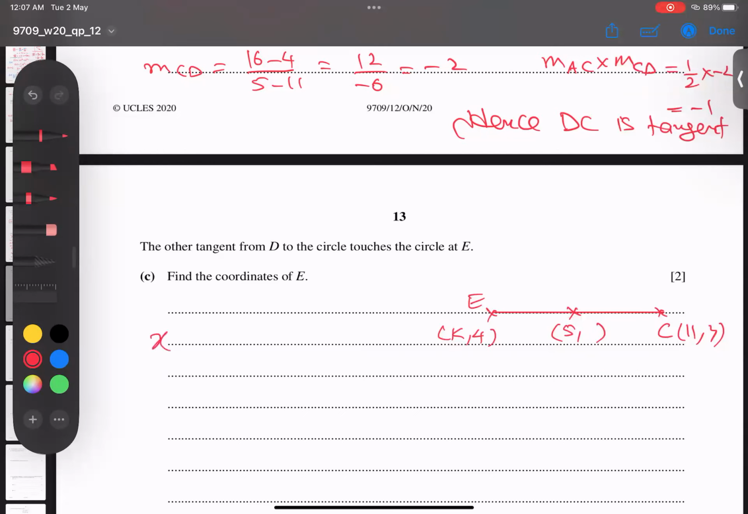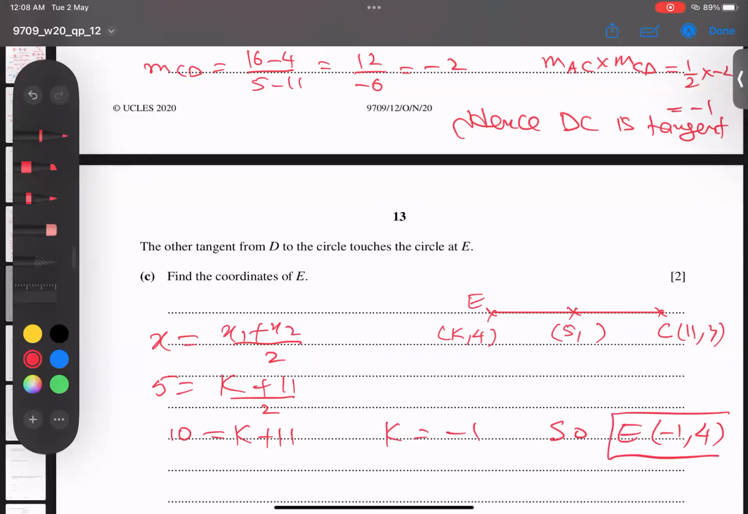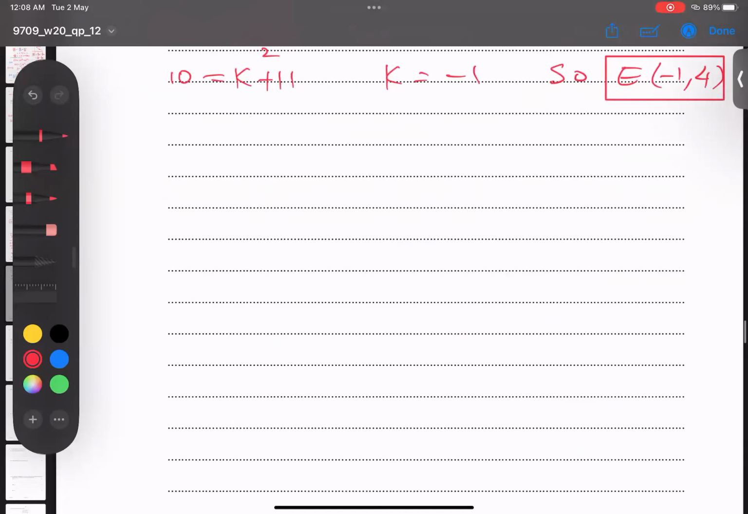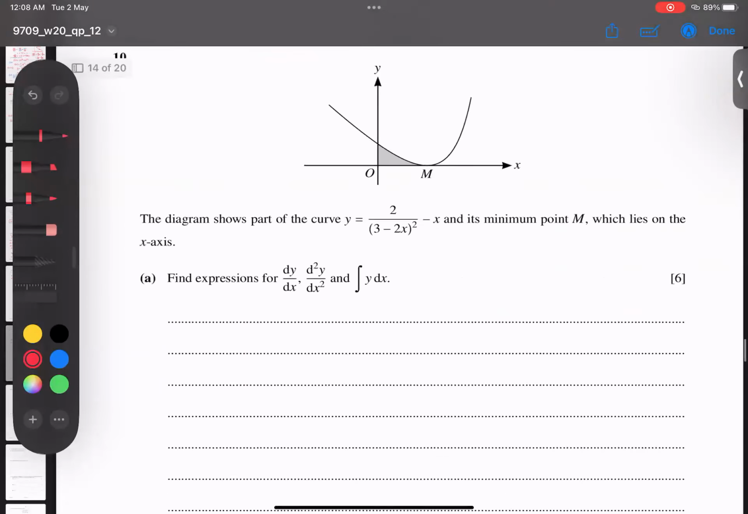What is the midpoint formula of x? x1 plus x2 divided by 2. So this point is coming here because of the midpoint. x1 is one corner point. x2 is the second x coordinate point. 2 5s are 10. 11 goes there, and I got the K value is -1. So the E coordinate turns out to be (-1, 4). So Alhamdulillah Rabbil Alameen, the question is completely over.